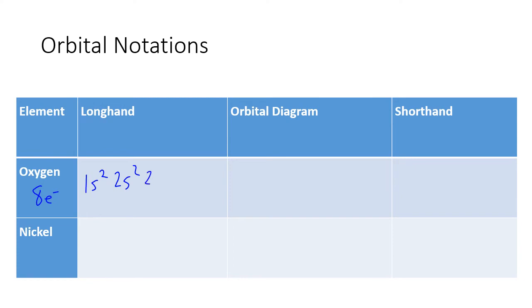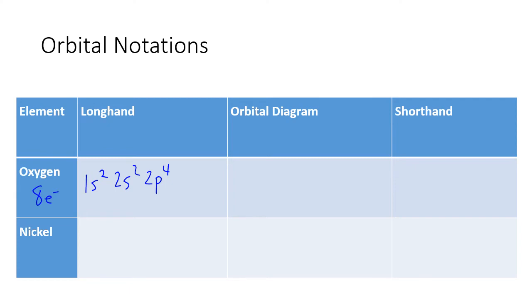The next orbital available is a 2p orbital, and a p orbital can hold up to 6 electrons. If I wrote 6 down, I would have 2 plus 2 plus 6, which is 10. That's more electrons than oxygen has, so I'm only going to write down a 4.